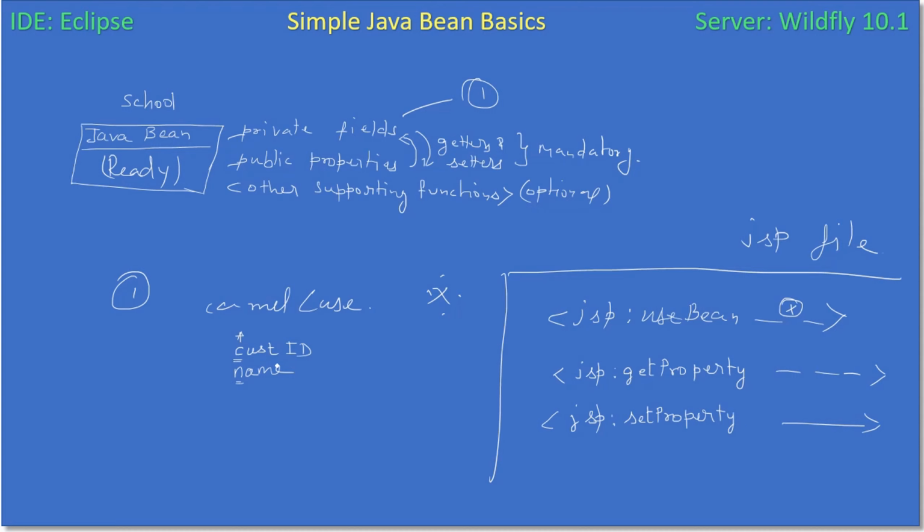Suppose we have a field called schoolName, with s in lowercase and N in caps. Then you can access that using getProperty. You can get the value inside this particular field of the useBean, and using setProperty you can assign a value. So that's all. This is the bean, and this is how you can use these three basic tags inside the JSP file.